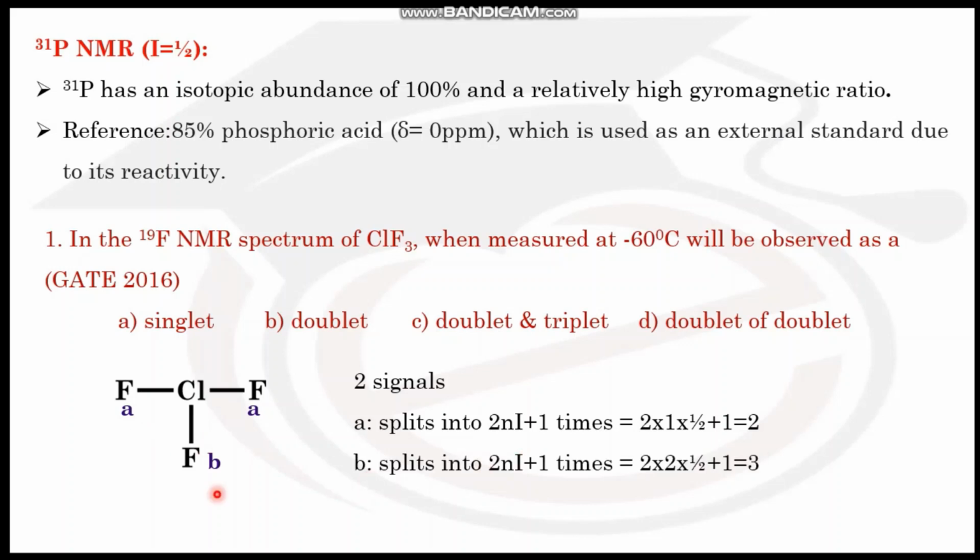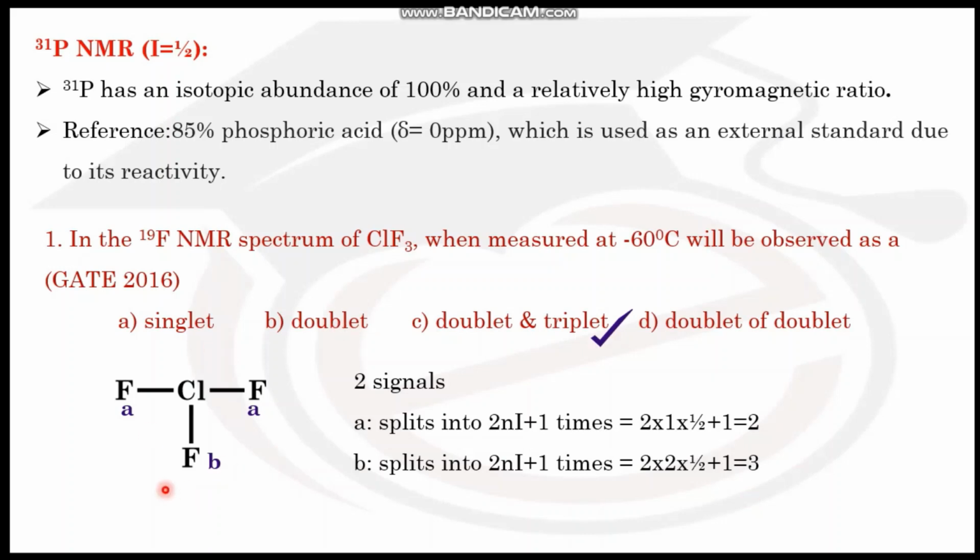And in the case of B, there are 2 A type fluorines that can cause the splitting of B type fluorine. So here also the number of lines is 2nI plus 1, and here 2 A type fluorines are there, so 2 into 1 into 2 by 2 plus 1, that is 3. So we are getting two signals, and one will be a doublet, the other a triplet. So one doublet and one triplet we are getting. Answer is C. Okay, I think it's clear.